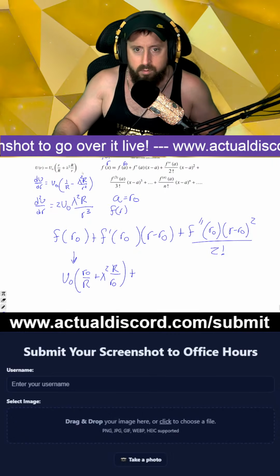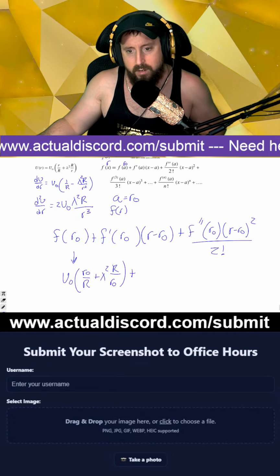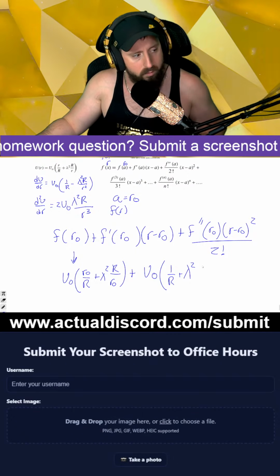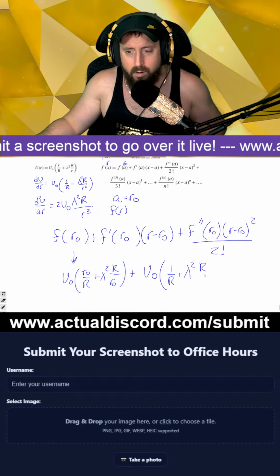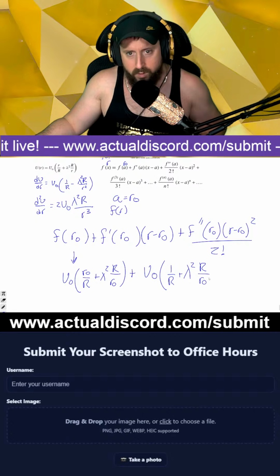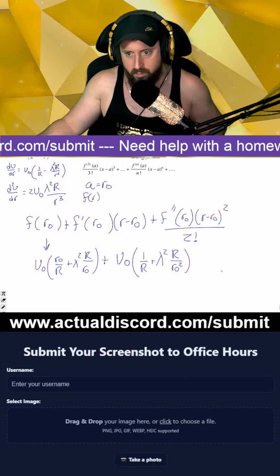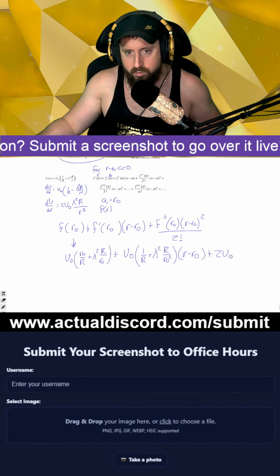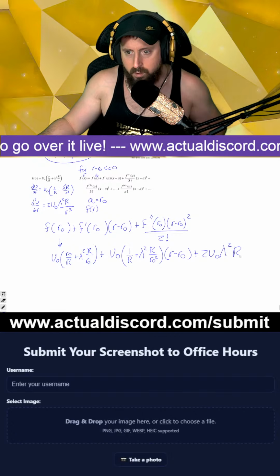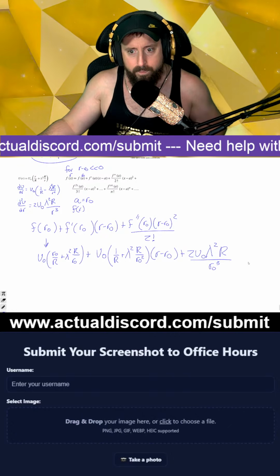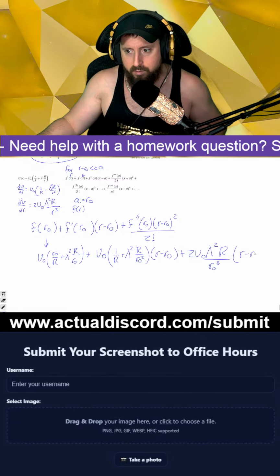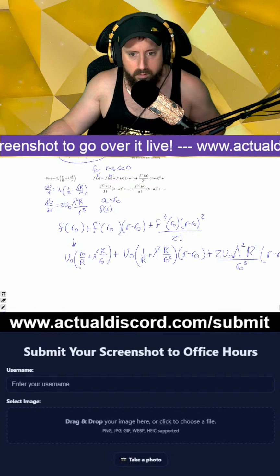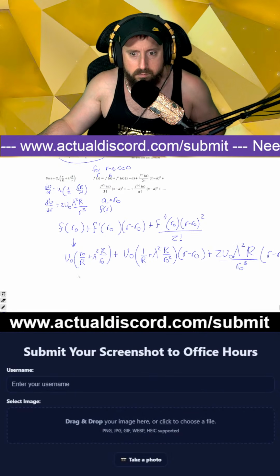Okay, f prime. So then that's this evaluated at r naught. Okay, so then that's equal to mu naught times 1 over big R plus lambda squared R over r naught squared. Lambda squared R over r naught, yeah, okay. And then that's evaluated at r minus r naught. And then plus f double prime. So that's 2u0 lambda squared R over r naught to the third. Right, r is the distance, yeah. I agree. And then this is r minus r naught squared. Okay. All right, what does this become?